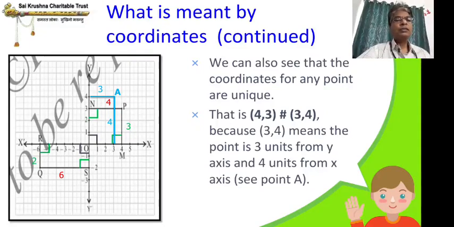So if both the numbers are the same, it doesn't mean both the points are the same. The points will be totally different. Even though the numbers are the same, the order is very important, which we will read in a later part, where we will clearly understand what is called an ordered pair. We will be able to understand this very well. For the time being, you can just note this point that (4, 3) is not equal to (3, 4).